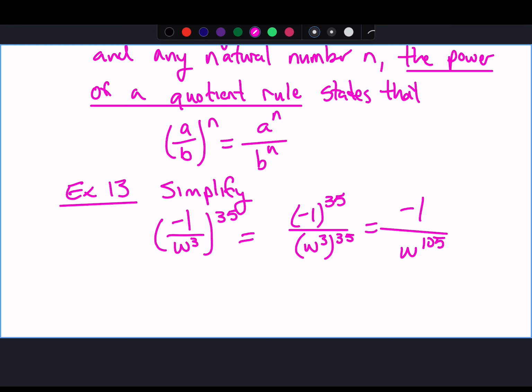If it would have been a positive one, would you have still multiplied it like that? We would have still gone to the 35th power, but 1 to any positive power is going to give us 1. Good question. Are there any other questions?